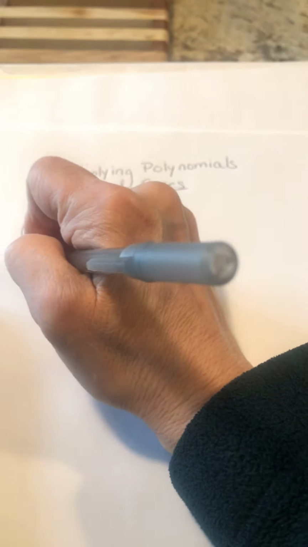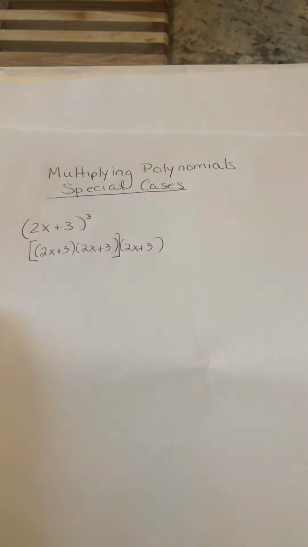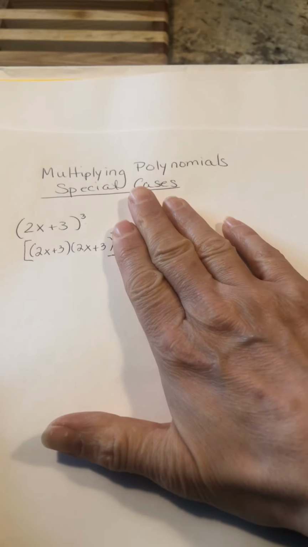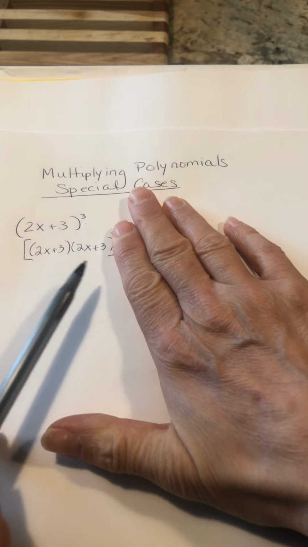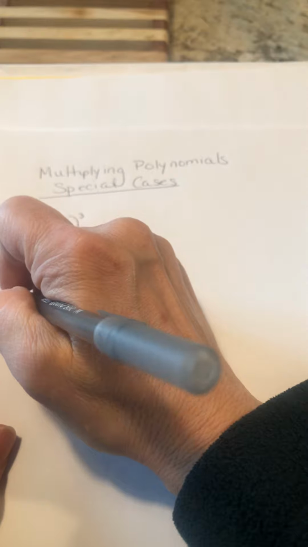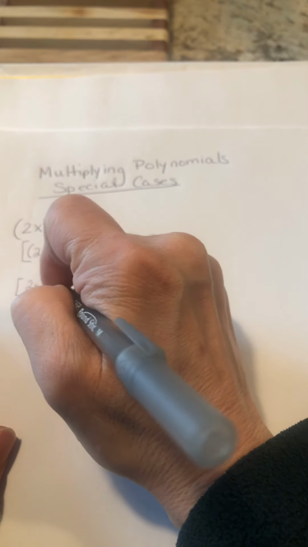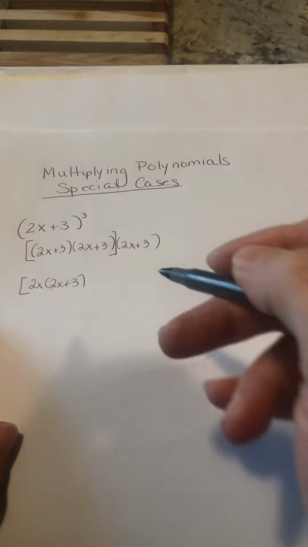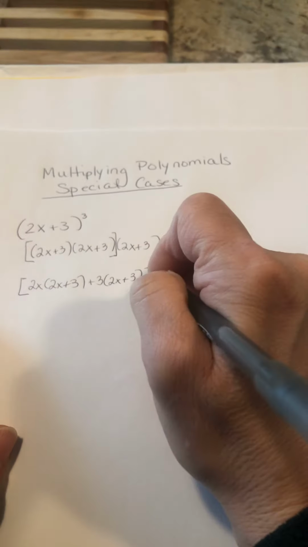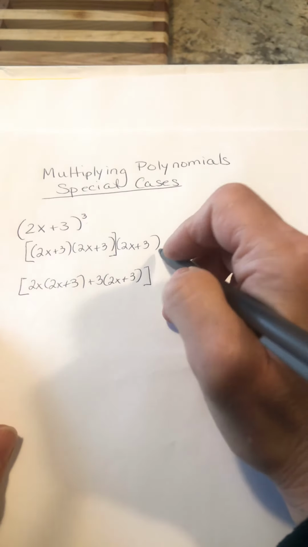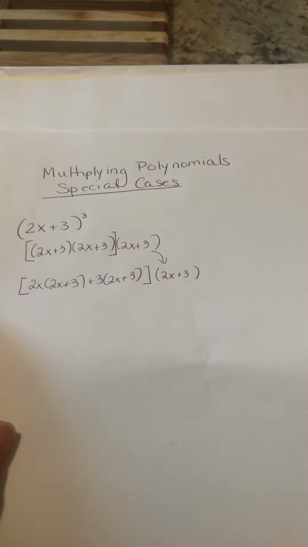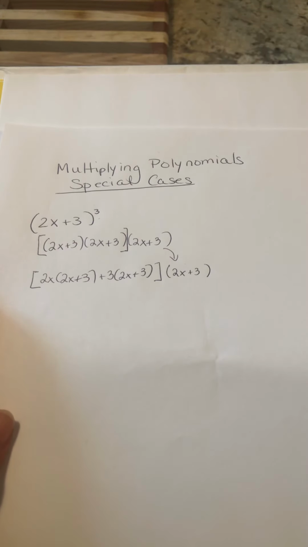So I'm going to put a square bracket around the first set of binomials. And then I'm going to pretend that this part doesn't exist here, and I'm going to work with just multiplying these like we did before. So in my first bracket, I'm going to have 2x times 2x plus 3, and then plus 3 times 2x plus 3. Close the bracket, and I'm going to bring this down here just so that I don't forget about it. A lot of times people forget about it. We don't want to do that.